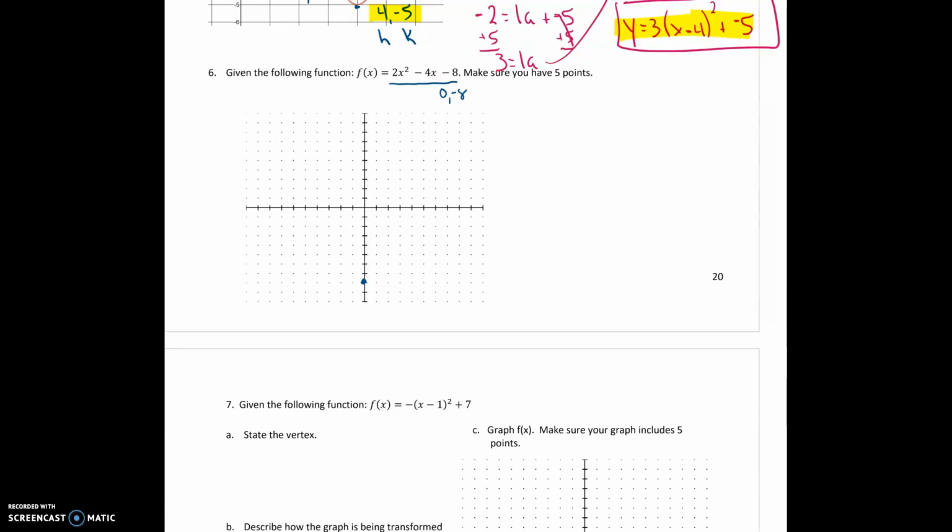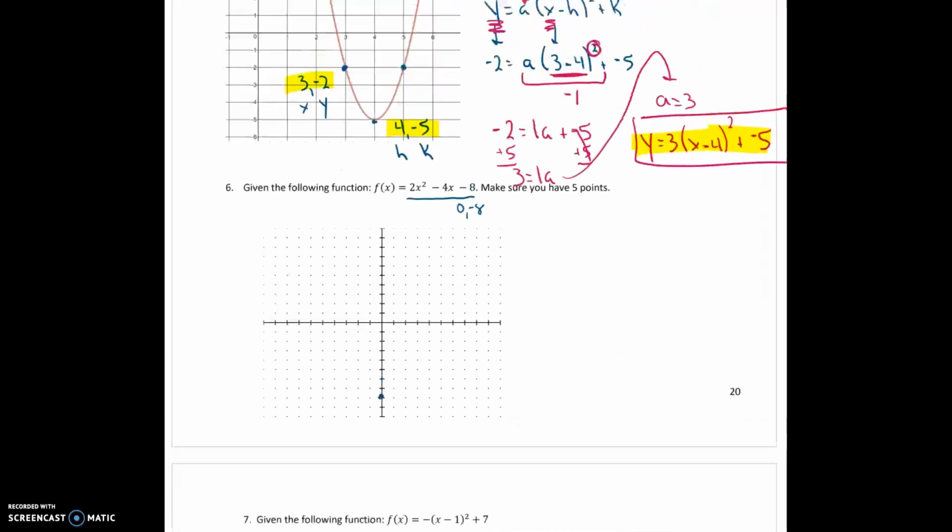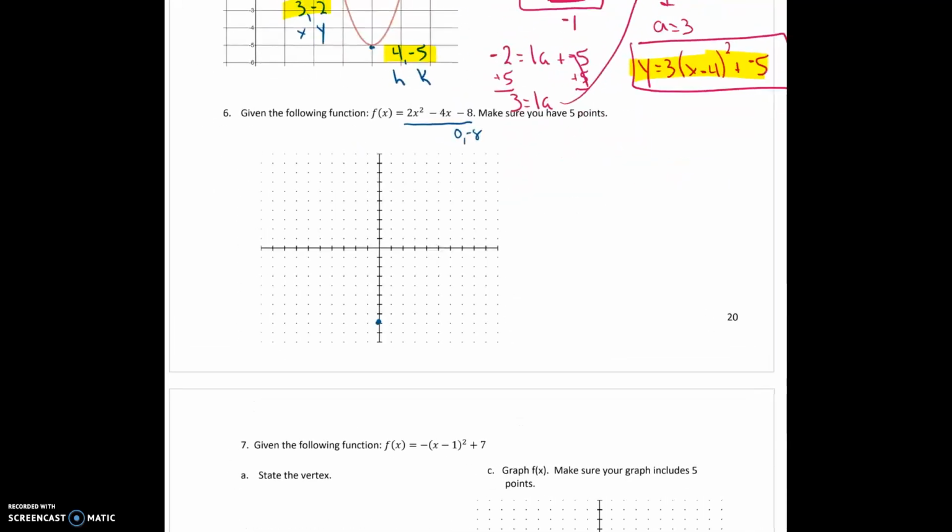And actually, I think I'm going to use an X instead. My eraser does not want to work here, so let's see if we can get this to work. Okay, well, it's not going to work. Anyway, so going back, I'll make it an X. What I need to do is get this into vertex form. So I'm going to be grouping my x's.